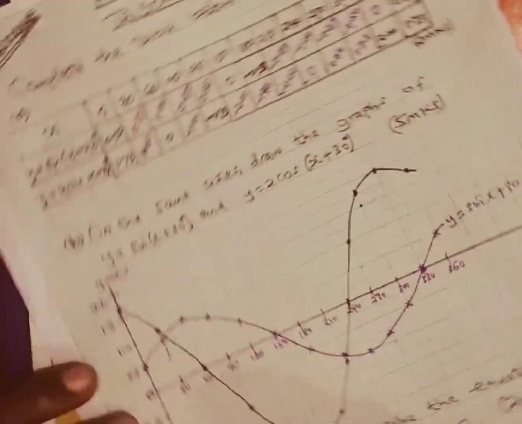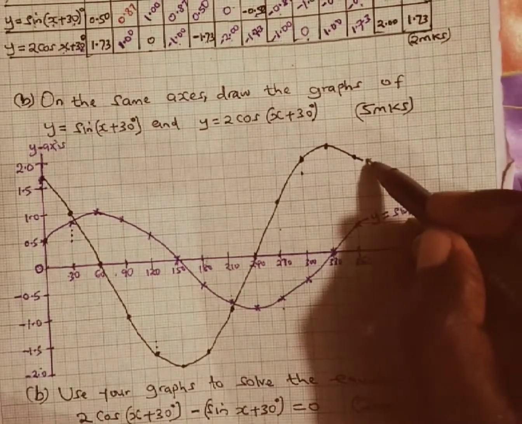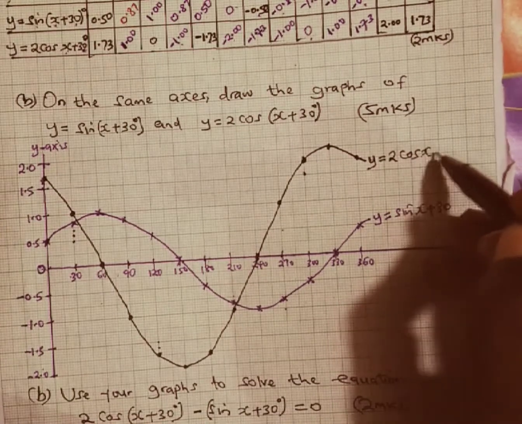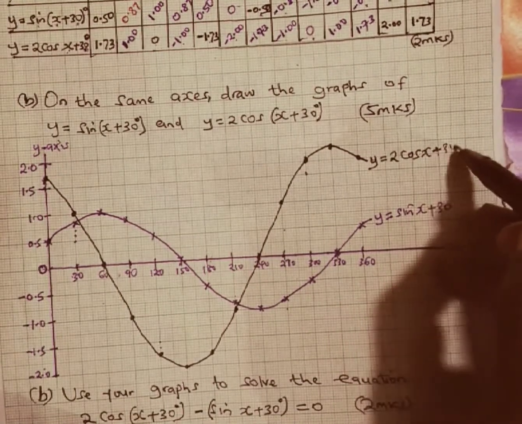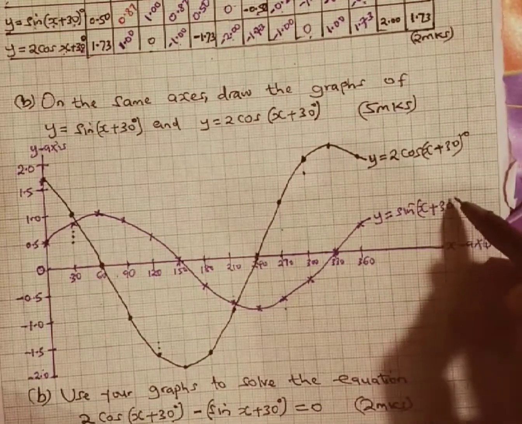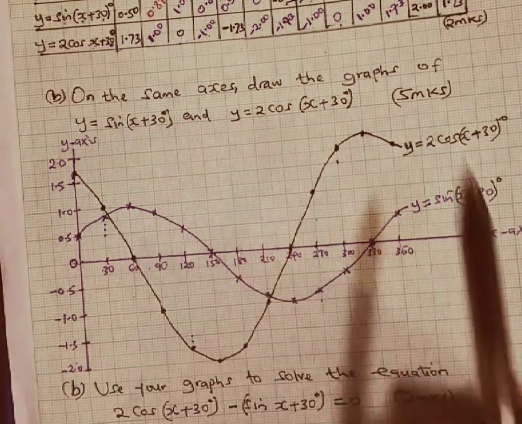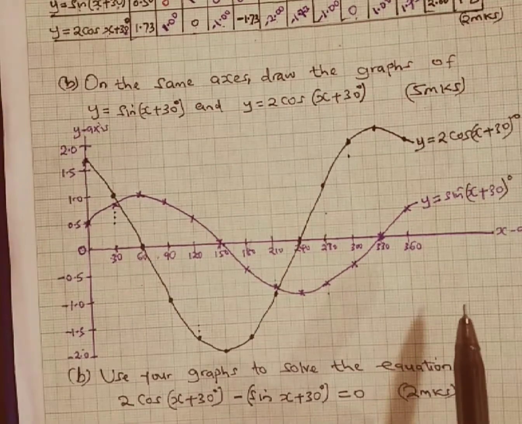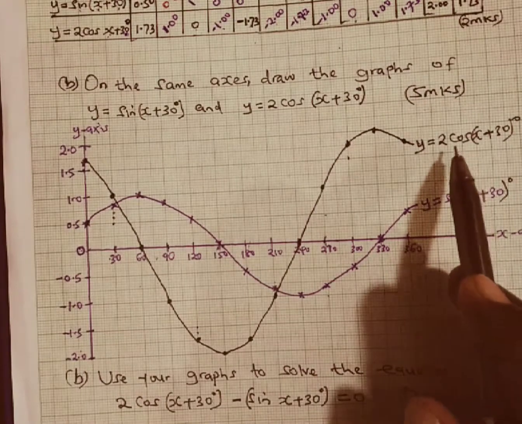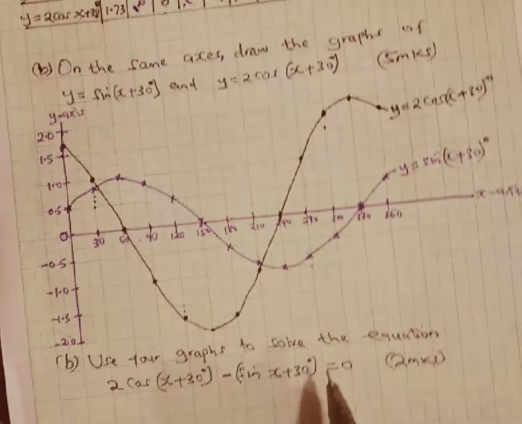After doing that, you can give it a name, and the name of this curve is y equals 2 cos(x + 30) degrees, and by so doing, you'd have done that particular part B of the question, which has 5 marks. Make sure that you don't forget to label your curves, because if you forget to do that, you are going to be penalized.